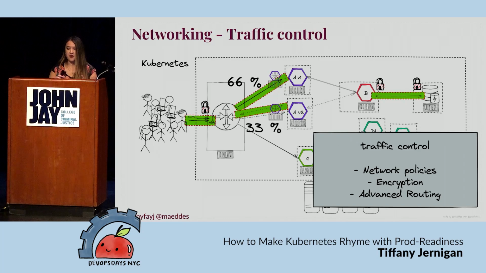So then a few other things are network policies. You can use those for isolating traffic. The concept of network policies exists in Kubernetes by default, but you have to go and create them. And then there's the encryption between the workloads, and then there's advanced routing, such as with HTTP headers, for instance.